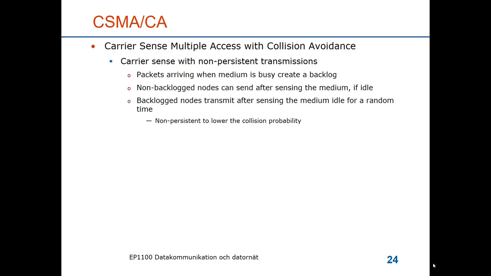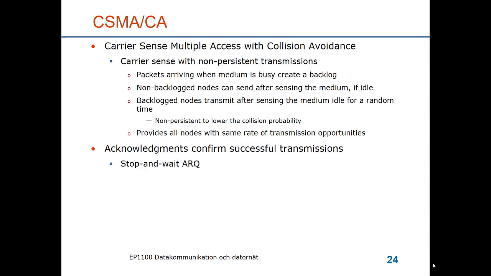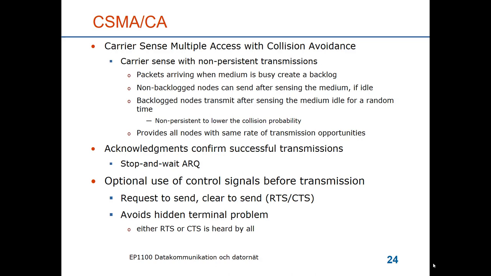Carrier sense multiple access with collision avoidance provides all nodes in the network with the same rate of transmission opportunities. So it's fair in the sense of access to the medium. It uses a stop and wait ARQ, so there are acknowledgements confirming each successful transmission on the medium. And there is an optional use of control signals before transmission, as I will show. They are called request to send and clear to send, and they would avoid the hidden terminal problem because either a node would hear the request to send from a sender, or it would hear the clear to send from the receiving node.